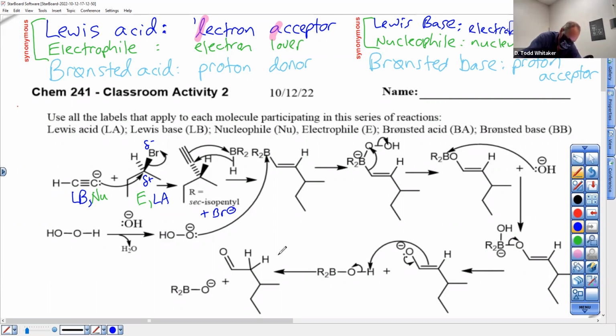And don't confuse, guys, this gets confusing. Don't confuse B capital R twice with B little r. They're not related. One's boron with two carbon groups attached. One's really boron. But this one is bromine. It left. And you're not going to use Bronsted.